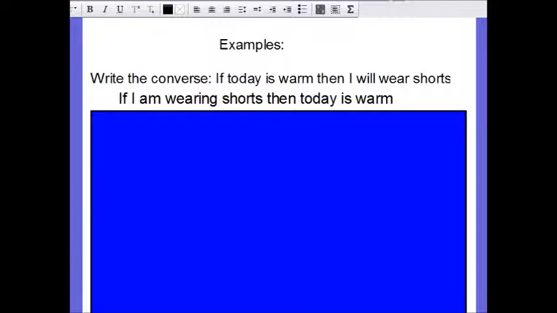Alright, here's what I got. If I'm wearing shorts, then today is warm. So we flip-flop it. Is that true? Not necessarily. I know for you guys, when you're in PE, you're going to be wearing shorts in the winter. So let's move on. Let's try another example.